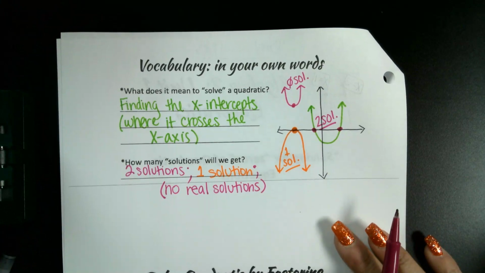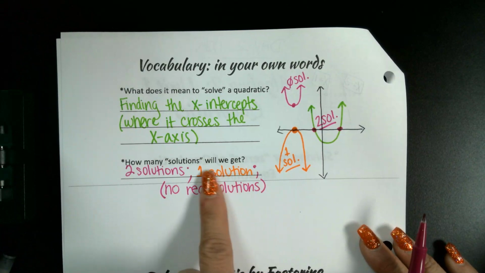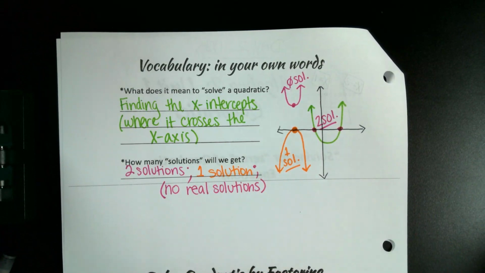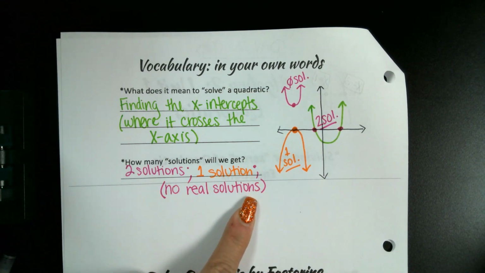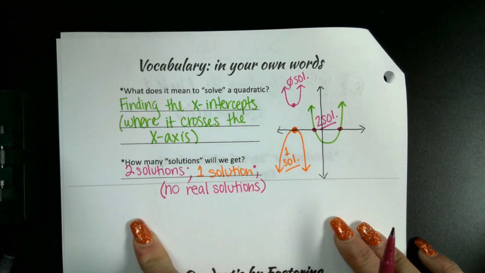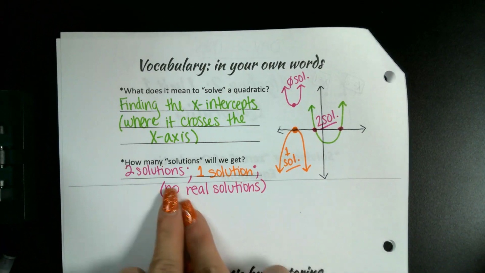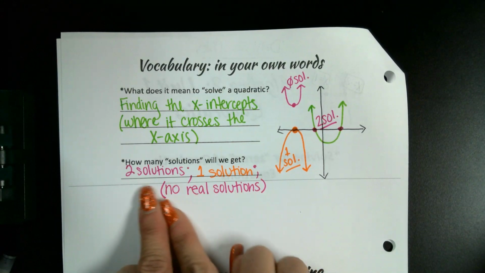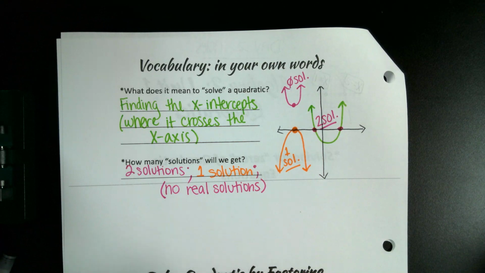Most of the time, you are going to get 2 solutions. Every once in a while, you'll get 1. And if it never crosses the x-axis, technically there are no real solutions. You will learn all about imaginary numbers tomorrow. And if there are no real solutions, guess what they are? They're imaginary solutions. Imaginary numbers exist in math. It's super fun.